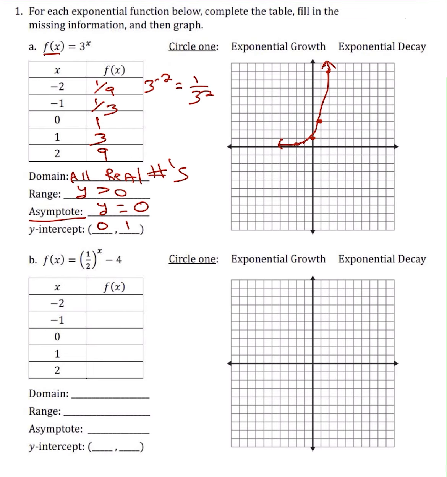Okay, so let's go to part B. So for part B, it says circle 1, exponential growth or decay. This is exponential growth because as x is getting bigger, y is growing as well. All right, let's look to the next problem.